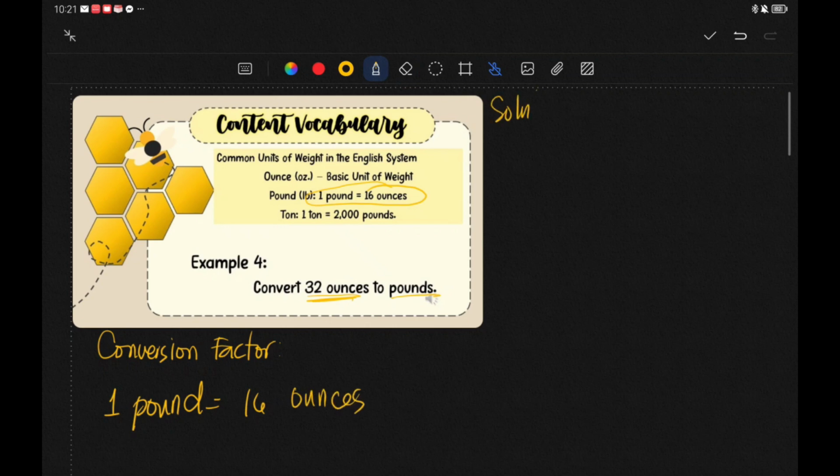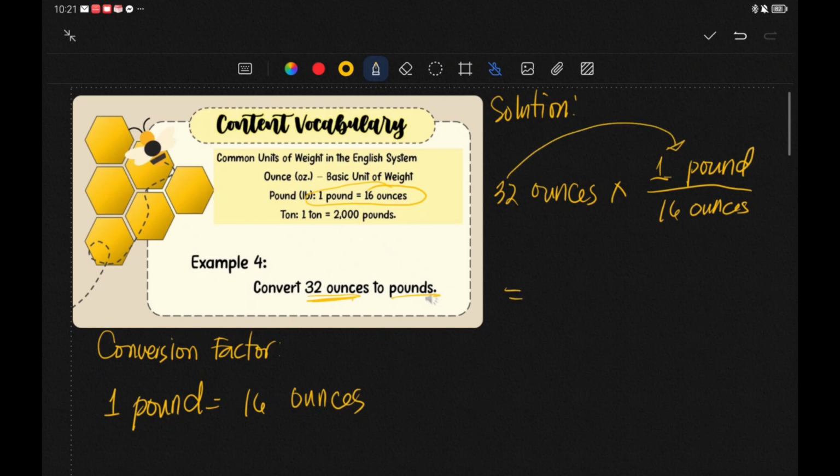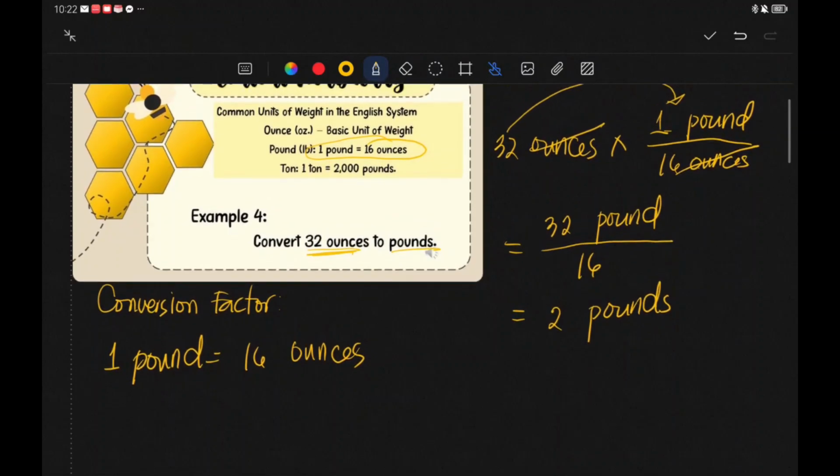So for our solution, that is 32 ounces times 16 ounces, and this is 1 pound. 32 times 1, that's 32 pound, and we can cancel out ounces, over 16. 32 divided by 16, that is 2. So what remains here is 2 pounds. Therefore, our final answer is that 32 ounces is equal to 2 pounds.